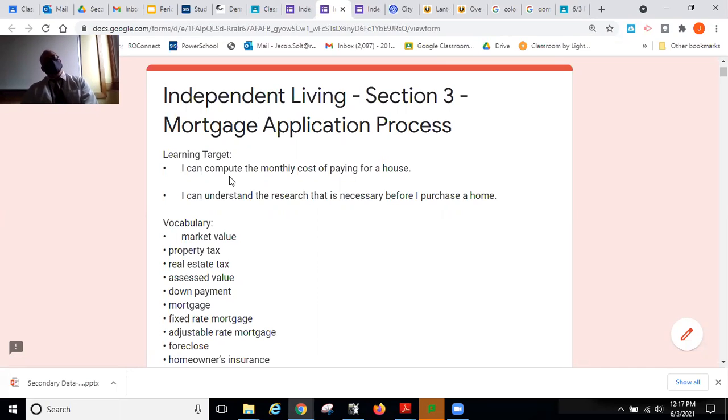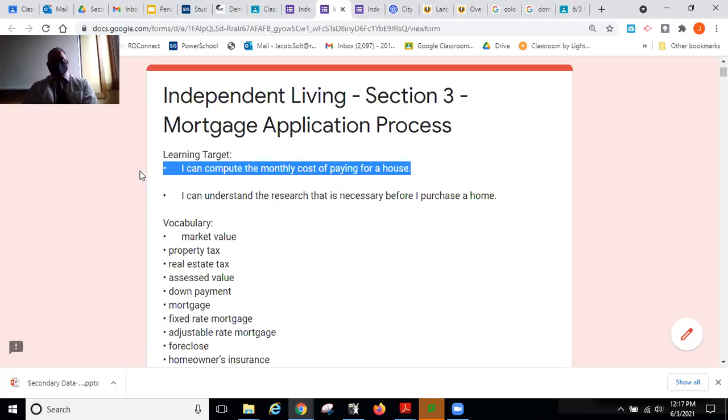So it'll be like, oh yes, one of the learning targets was I can compute the monthly cost of paying for a house. Here is a picture of my calculator and going to the finance app, and here's how I computed the monthly cost of the house using my calculator. And there's another picture showing my evidence. And this is useful because I might want to buy a house, and it can help me find out what kind of house I can afford. Boom, slide 1 done, right?